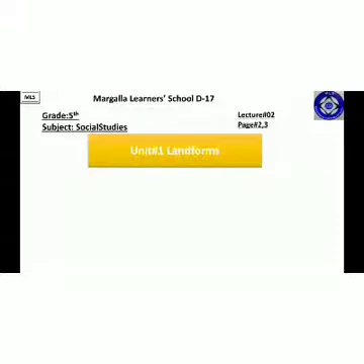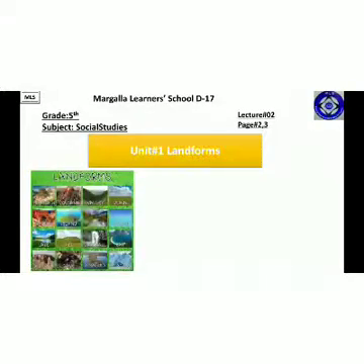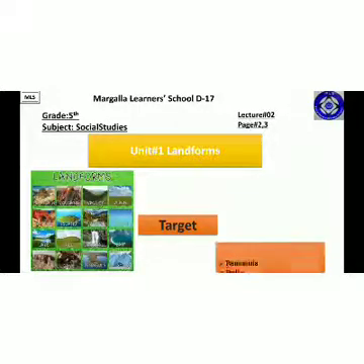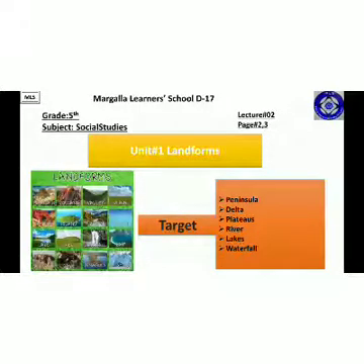We are on chapter number 1 known as landforms, and I hope that you have revised the landforms like hills, mountains, cliffs, valleys, and bay, which we learned in the previous lecture. Today's target is page number 2 and 3, where we would be learning peninsula, delta, plateaus, river, lakes, and waterfall. These are certain other types of landforms.